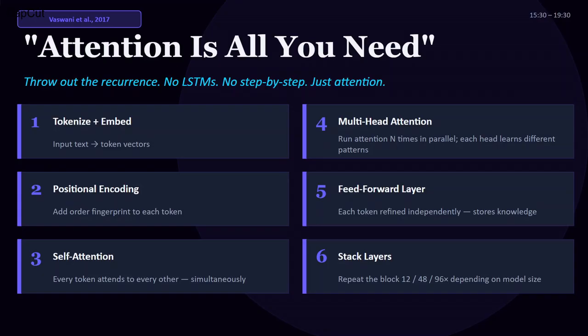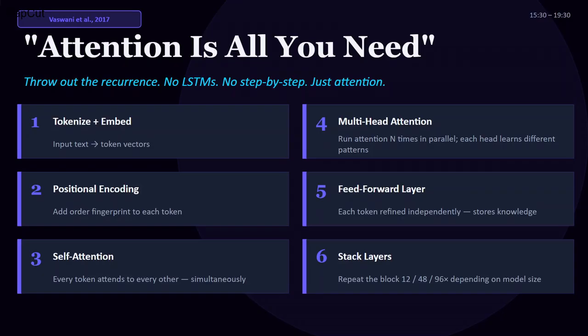One, tokenization plus embeddings. First, the input text is split into tokens and converted into vectors, same as before. Next, we have positional encoding. Since there's no recurrence this time, the model has no inherent sense of order. So, we add a positional signal to each embedding, and this positional signal is just a mathematical fingerprint of where in the sequence each token sits.